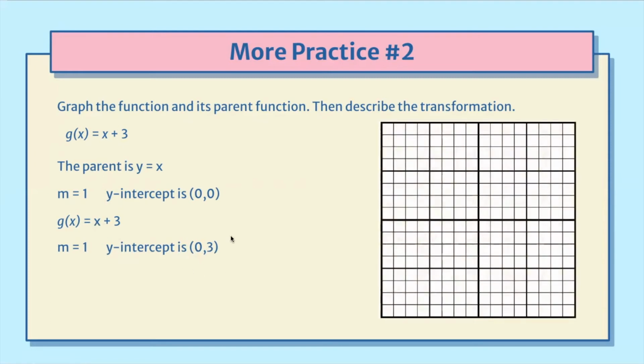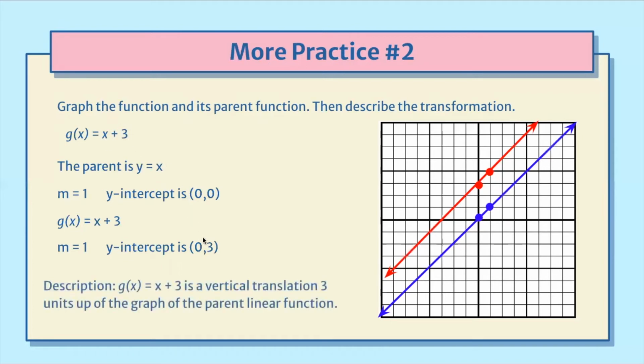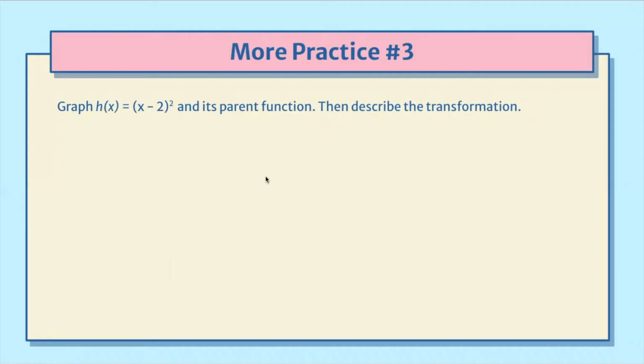Now we're going to graph it. Here is g of x. We have (0, 3) for the y-intercept, up 1 over 1, and here's the graph. And then we're going to quickly graph the parent function. Looking at these two, we can see that g of x is a translation 3 units up of the parent function, and we can also tell that from the equation with the plus 3 outside of any parentheses. Now we're going to graph h of x equals x minus 2 squared.